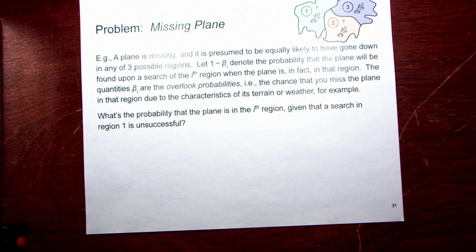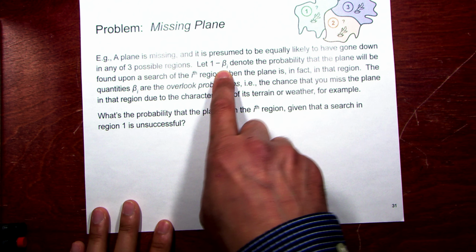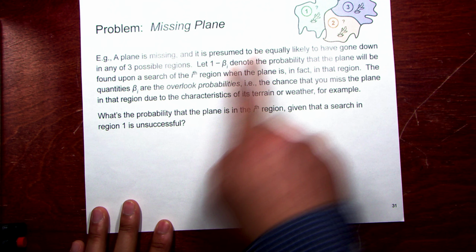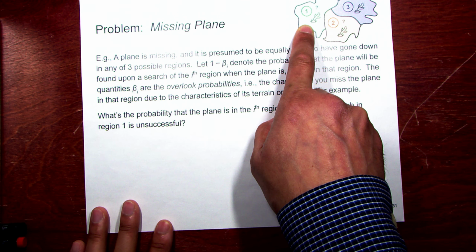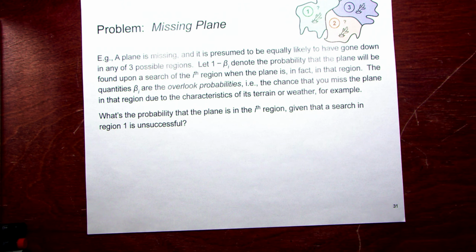It's possible that you search the region and you fail to find the plane, and this is pretty realistic given that there are terrain considerations in that region. So there's a probability beta 1 that you will miss the plane in the region, if it went down there. This is known as an overlook probability, and the question asks: what is the probability that the plane is actually in the ith region if you look in region 1 and you don't find the plane?